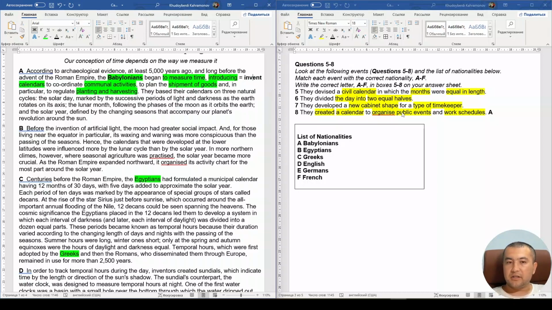Okay. Organize public event. Yeah. Coordinate communal activity. And the next one is planting and harvesting, work schedule, right? So they are regulating, which means organizing, right? Work and schedule. So the next one is Egyptians.